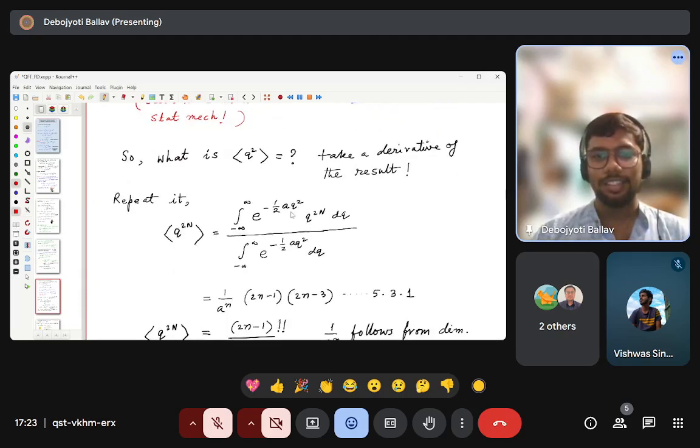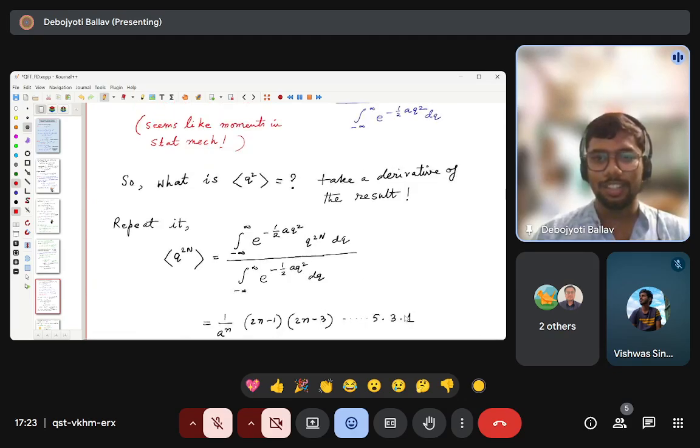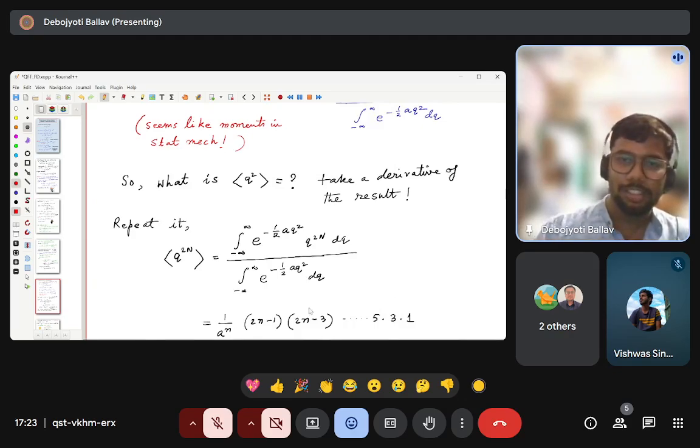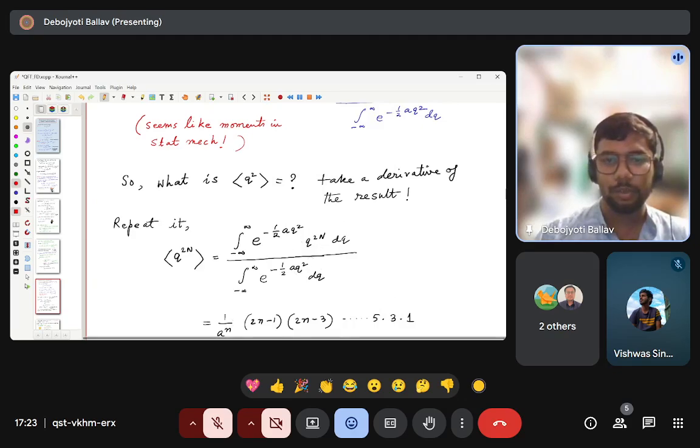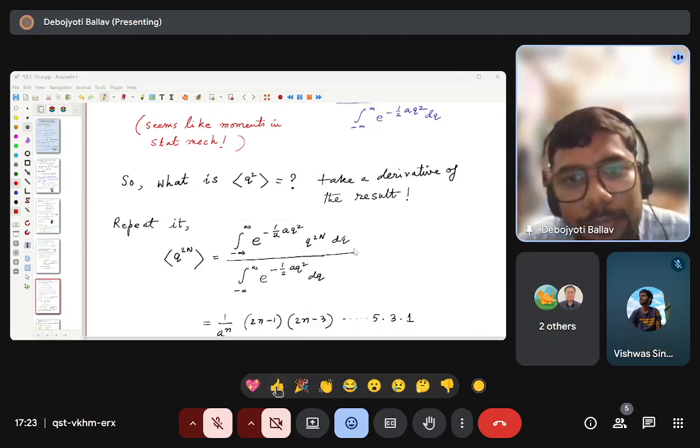It's easy. It's (2n minus 1), (2n minus 3), dot, dot, dot, 5, 3, 1, with a factor of 1 by a to the n, which you could have guessed from dimensional analysis. Because this a has to be of dimension 1 by length square, from the dimensional analysis you could have guessed this a to the n. And this is the product: each time you take a derivative, you get 2n minus 1, 2n minus 3, down to 5, 3, 1, if you do it n times. Is it okay? Can you see the answer?